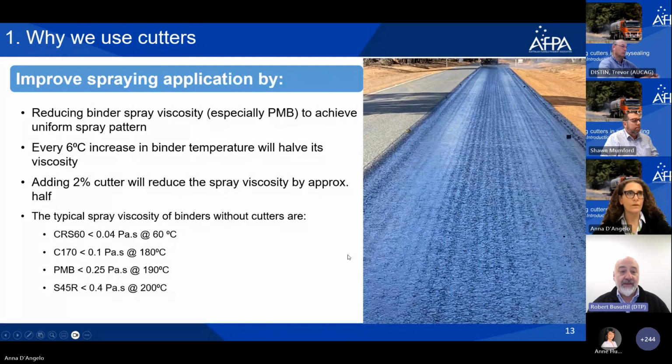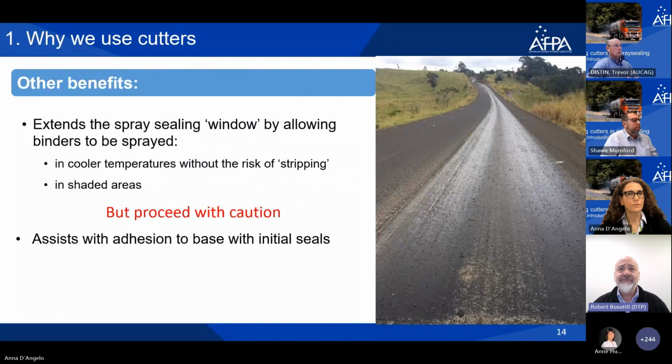So that depends on the binder as well. So with C170 versus crumb rubber versus a PMB, the amount of cutter required to assist with that will vary. So you can see there's obviously a list of binders there with different viscosities for different temperatures. So next slide, please, Anna.